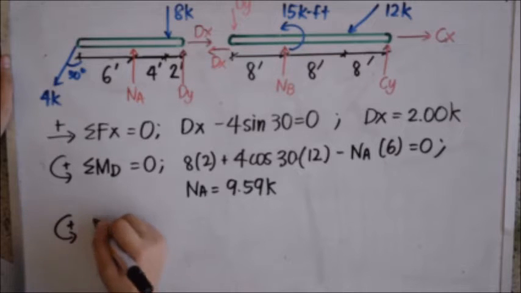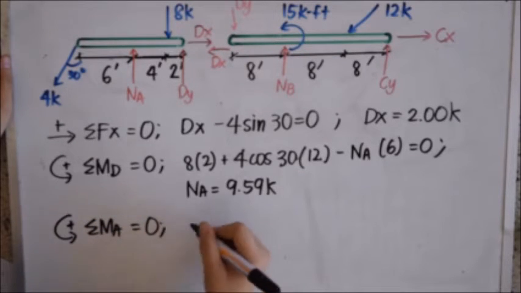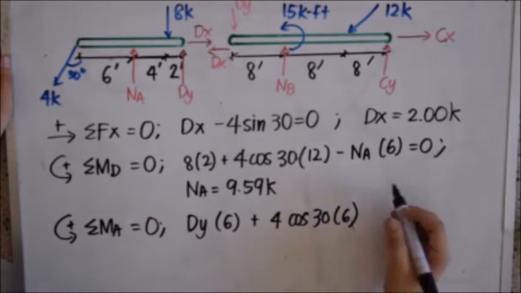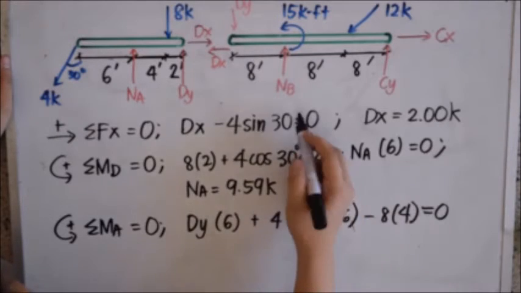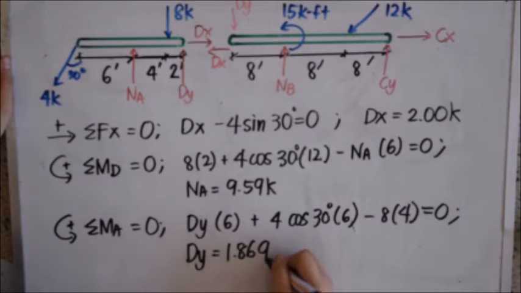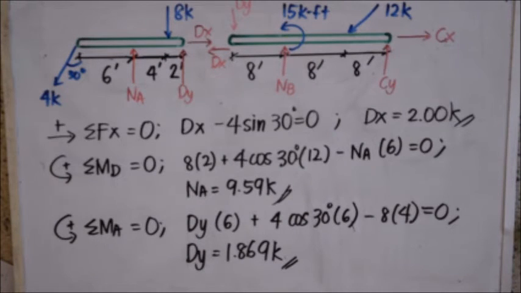Then, moment ka sa A para makuha yung Dy. So, summation moment at A is equals to 0. Dy times 6 plus 4 cosine 30 times 6 minus 8 times 4 is equals to 0. So, ang Dy natin is 1.869 kips. By considering the right side, makukuha mo na yung mga reactions ng C gamit yung mga reactions ng D.